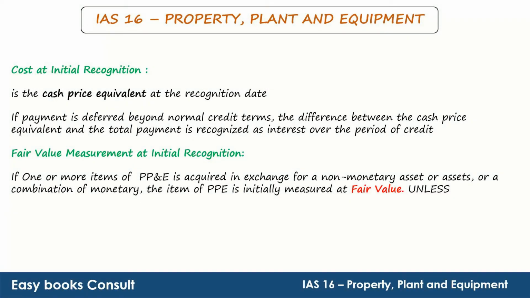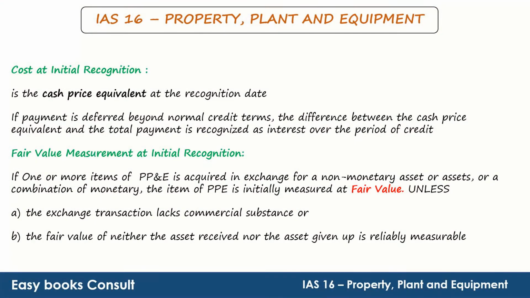If one or more items of PP&E are acquired in exchange for a non-monetary asset or assets, or a combination of monetary and non-monetary assets, the item of PP&E is initially measured at fair value, unless the exchange transaction lacks commercial substance or the fair value of neither the asset received nor the asset given up is reliably measurable.